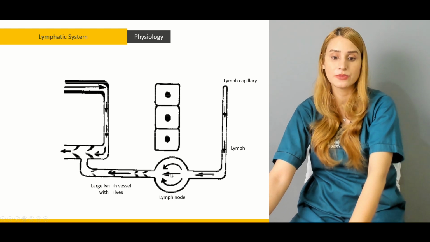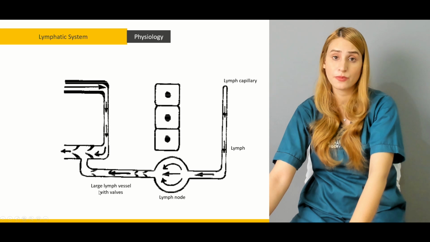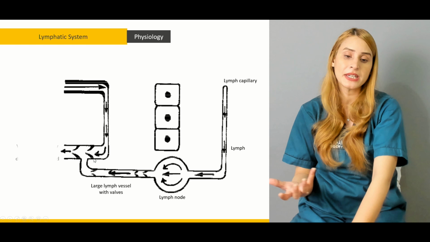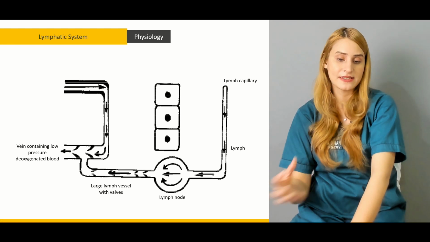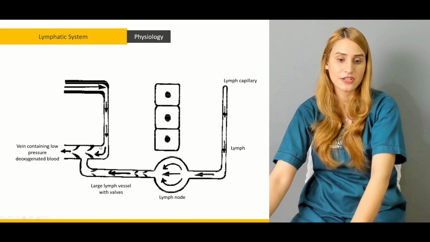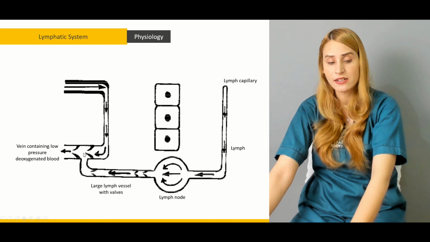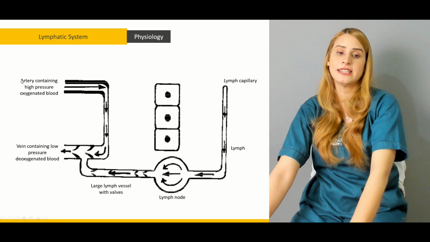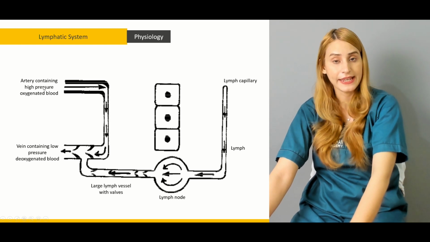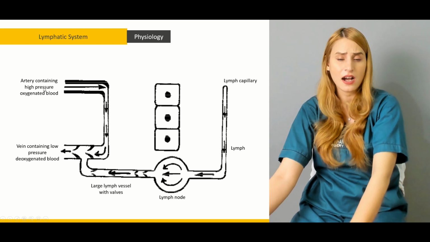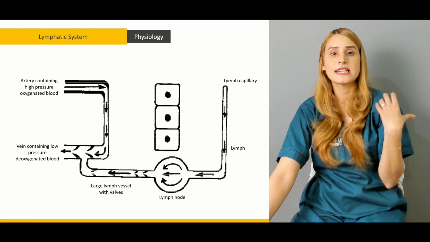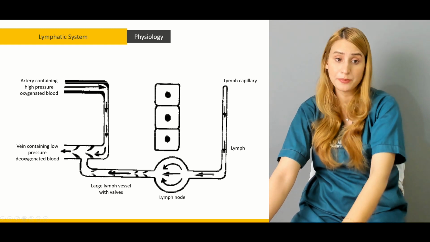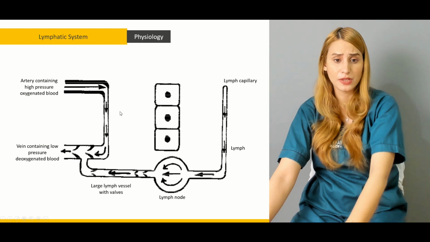This is the lymph node, and these are the large lymphatic vessels, which have valves, and ultimately they become a part of the venous system, and the whole of the lymph is drained into the veins that contain low pressure deoxygenated blood. At one end you can appreciate this artery, and arteries contain the oxygenated blood, which is high pressure blood.